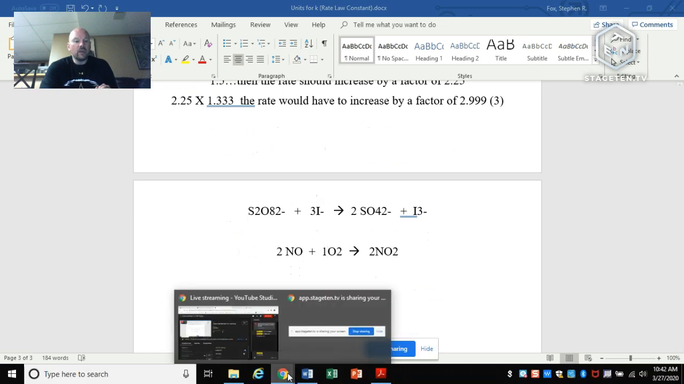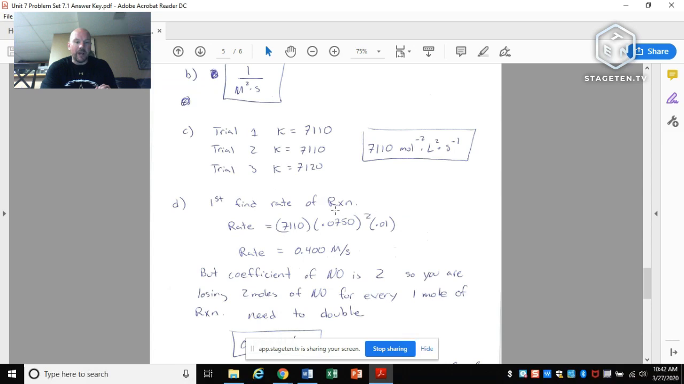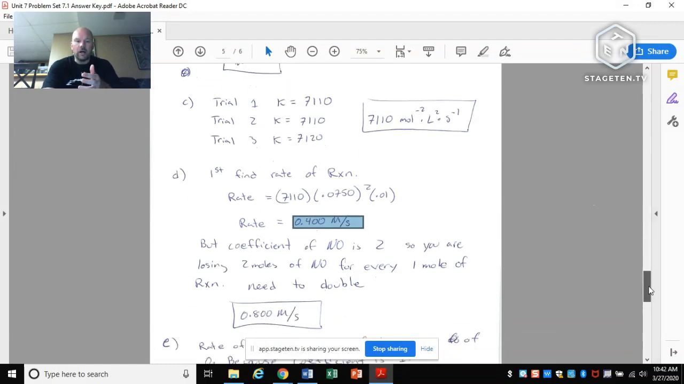What we did was plug the values into the rate law once, because we figured out what the K value is. We have the K value and the concentrations given to us. We plug those in and solve for the rate. That's the rate of the overall reaction, but I have to know that for every 1 time the reaction goes, I lose 2 NOs. So the rate of disappearance of NO is going to be 2 times the rate of the overall reaction, so you have to double that rate.